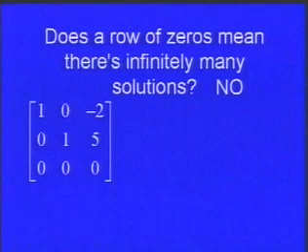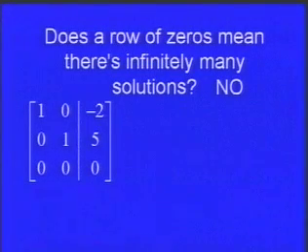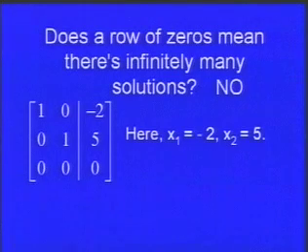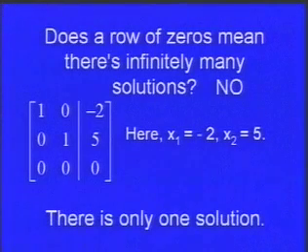Look at this system. I have 1, 0, negative 2, and then I have 0, 1, 5, and then I have a row of zeros. So some people would jump to the conclusion, oh yeah, that's infinitely many solutions. But if we write out the solution for this, this gives me x1 is equal to negative 2. x2 is equal to 5. There is no x3. So what's that mean? That means there's only one solution to this. It's a unique solution. Okay? There's only one solution.